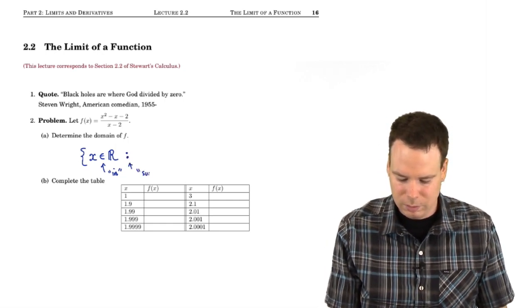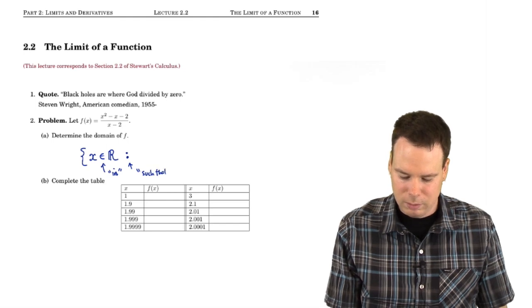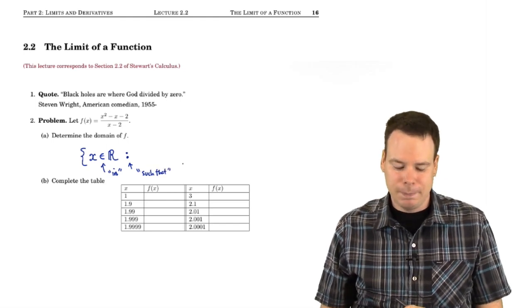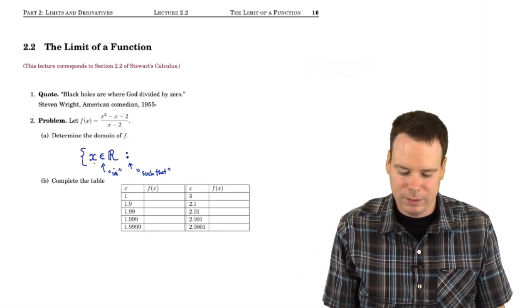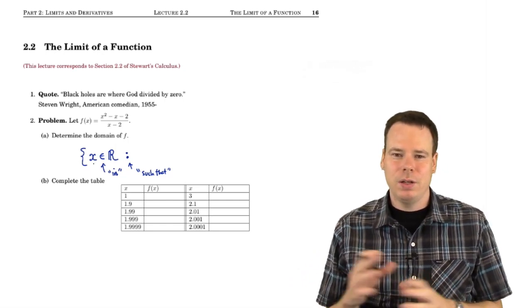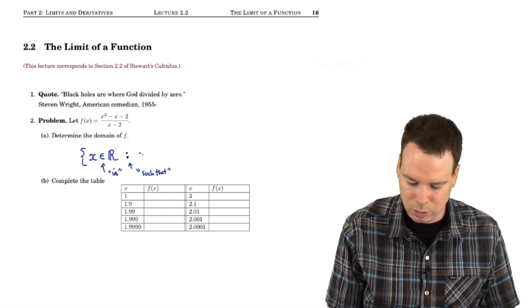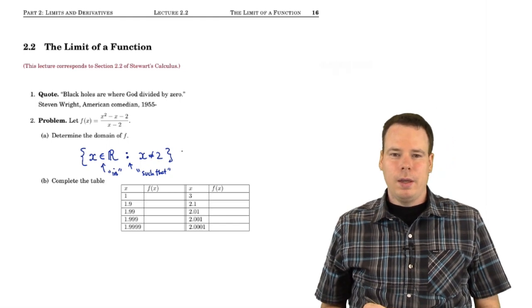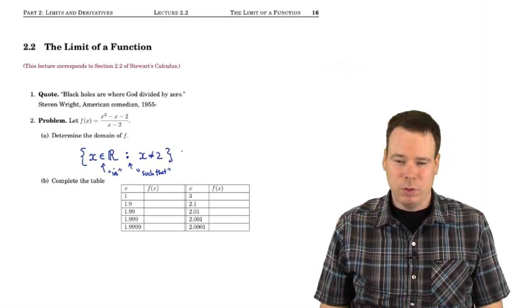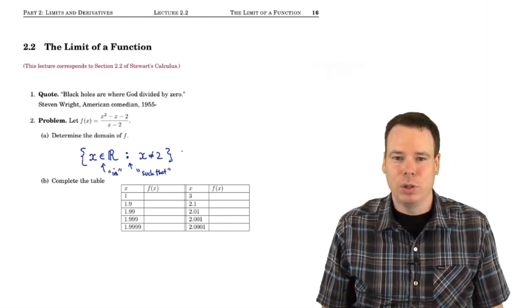So the set of all x in the set of real numbers such that, this colon we read as such that, sometimes people use a vertical bar instead. Such that what? What are the conditions we want to have x satisfy? Well, we want it to be any real number except for 2. So we need to say, such that x is not 2. And that builds up the set, which represents the domain. This is using set builder notation.